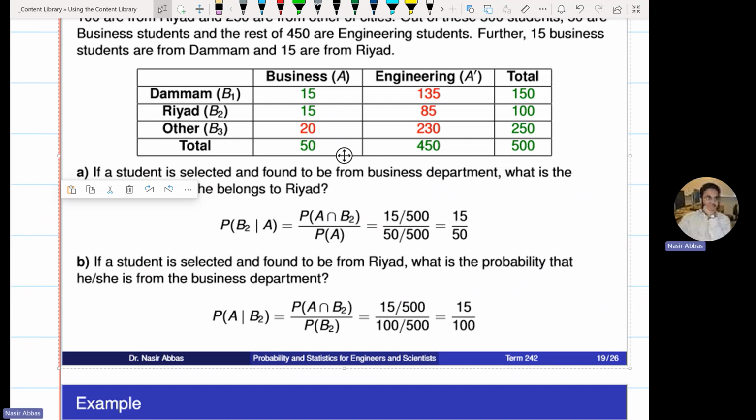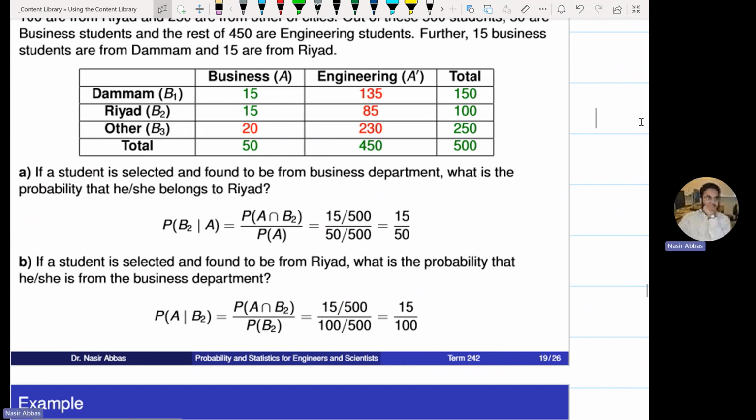use the revised sample space method. Instead of formula, use the revised sample space method. What was the given information? From business. So reduce your sample space to this one. According to the given information, make this your sample space. Out of this sample space, find the probability of B2. That will be 15 by 50. So if you reduce the sample space with respect to A and then find the probability of B2, that will be probability of B2 given A, which is again directly 15 by 50.